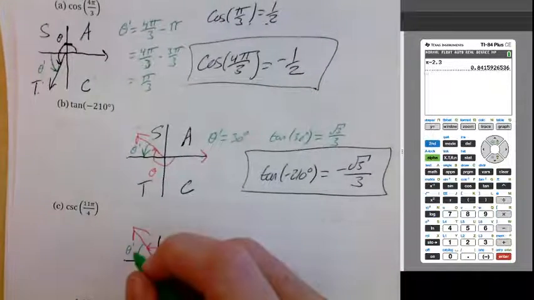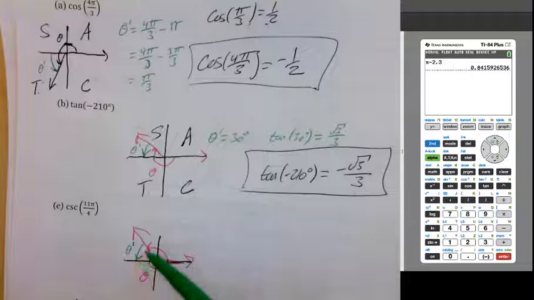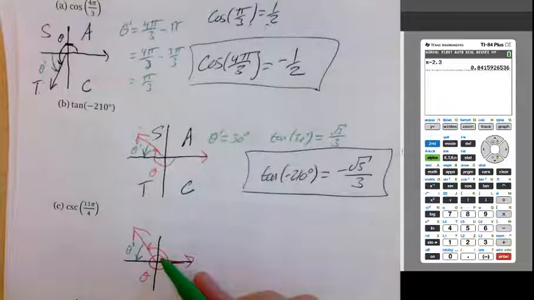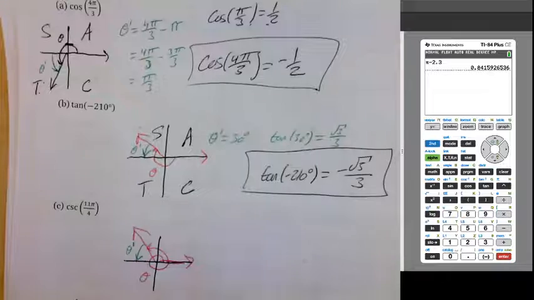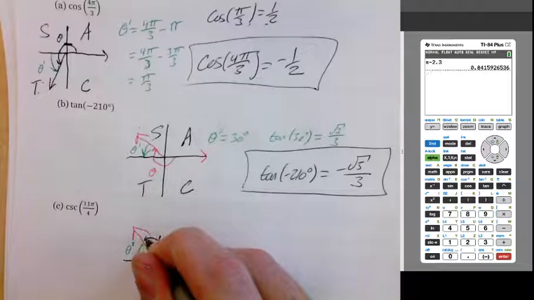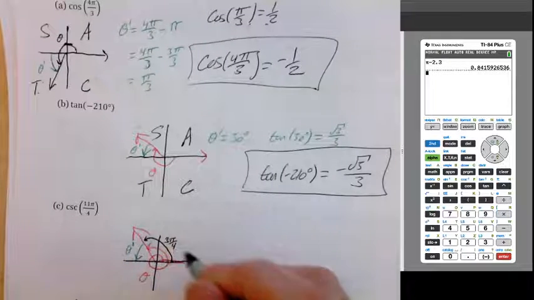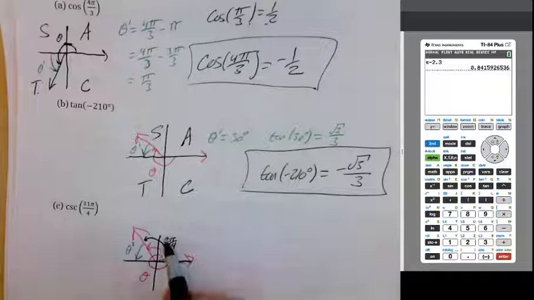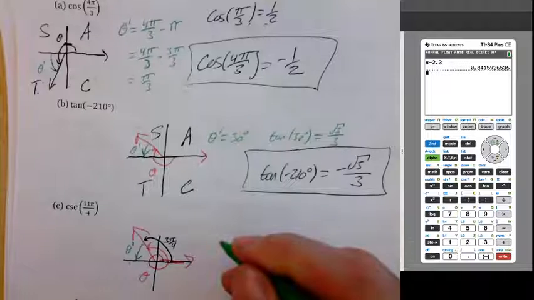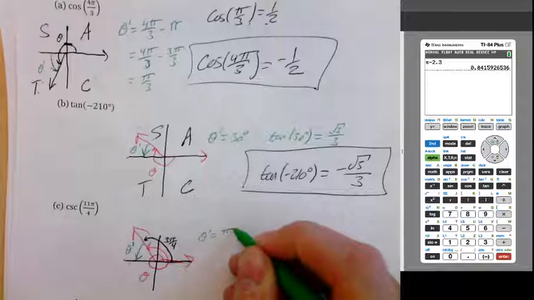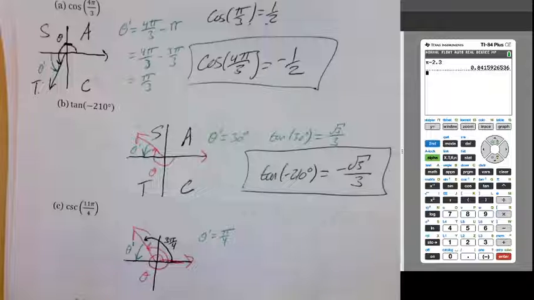All right. So how far away from here are we? Well, all the way around was 8 pi over 4. From here to here is 3 pi over 4, because 8 pi over 4 was one revolution and we went 3 pi over 4 more. And halfway around is 4 pi over 4, or pi. So how much more pi over 4 do we need? We need a single pi over 4. So theta prime here is going to be pi over 4.